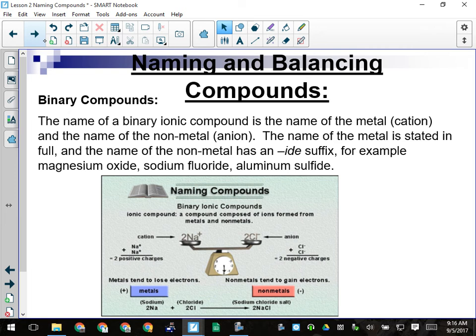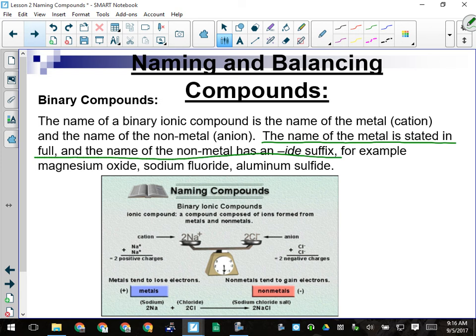All right, so some of the examples we have here: magnesium oxide, sodium fluoride, aluminum sulfide. If it's a binary ionic compound between two elements, it's always going to end in "ide." So really that's all we need to remember here. When we're naming them: name of the metal, stated in full, name of the non-metal with an "ide" suffix.